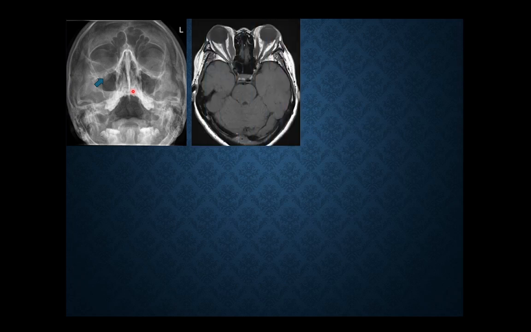Now, this is an axial T1 weighted image. My question is, where is the pathology? Intraconal, conal or extraconal? Extraconal. What do you mean by that? Where is the pathology? If it's extraconal, it means outside the cone, right? I cannot identify anything outside the cone. So where is that?